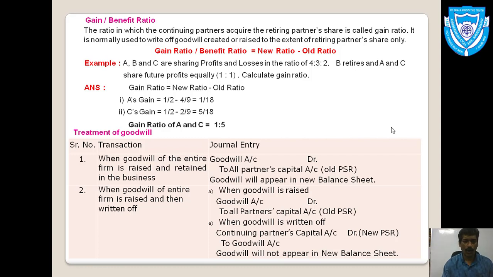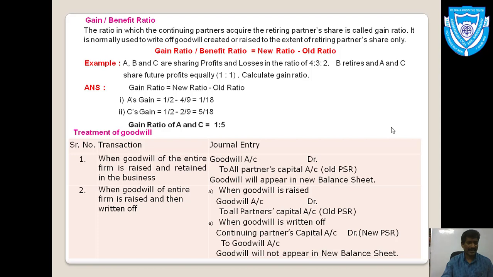When goodwill of the entire firm is raised and retained in the business, the journal entry will be goodwill account debit to all partners capital account, and it will be distributed in old profit sharing ratio, old PSR. PSR म्हणजे काय? Profit sharing ratio. It is the short form of profit sharing ratio, PSR. And in this case goodwill will appear in the new balance sheet. बॅलन्स शीटला ॲसेट साईडला हे गुडविल आपल्याला दाखवावं लागणार आहे.